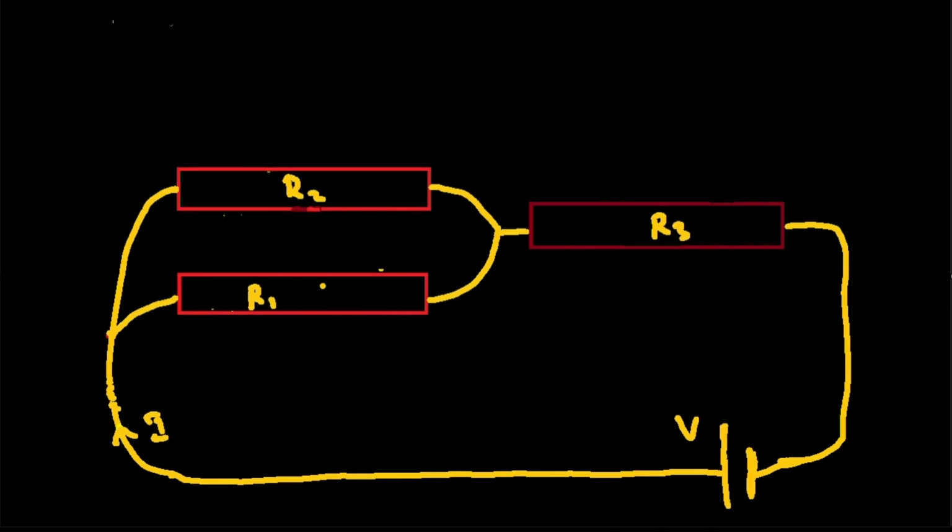Let's take the parallel ones. These are the parallel ones here. And let's suppose that it has a potential of V1. These two resistors are in parallel, and it also has a potential of V1. And this one has a potential of V2. And we know that V1 plus V2 will be equal to V. This is a key point here.